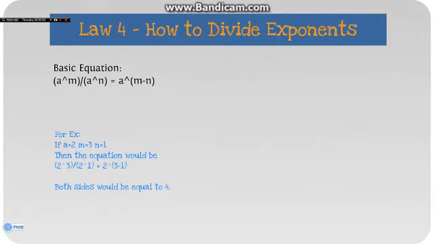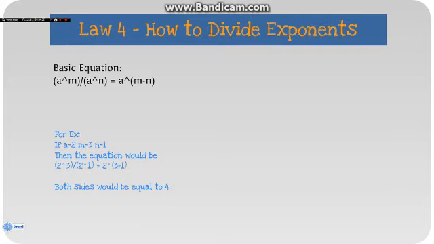Law 4, how to divide exponents. The basic equation is a to the power of m divided by a to the power of n equals a to the power of m minus n. For example, if a is 2, m is 3, n is 1, then the equation would be 2 to the power of 3 divided by 2 to the power of 1 equals 2 to the power of 3 minus 1. Now 3 minus 1 is 2, of course, so 2 to the power of 2 would equal 4.